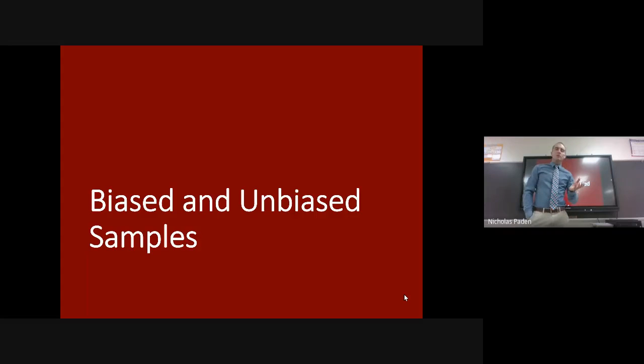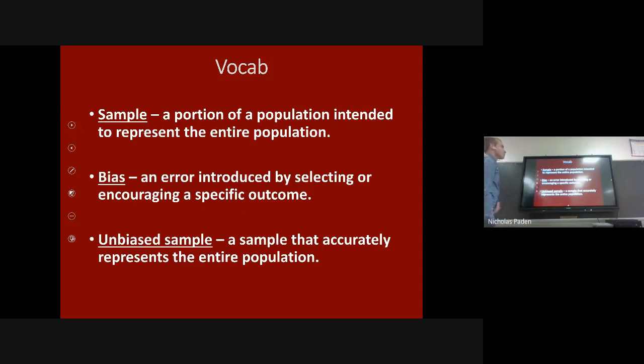Hey, so today we're going to look at taking samples of a population, and I'll explain that here in a second, and trying to see if we can find bias in those samples. And so, biased and unbiased samples are what we're going to look at today. A sample is a portion of a population that is intended to represent the entire thing. So I'll explain and show what this means.